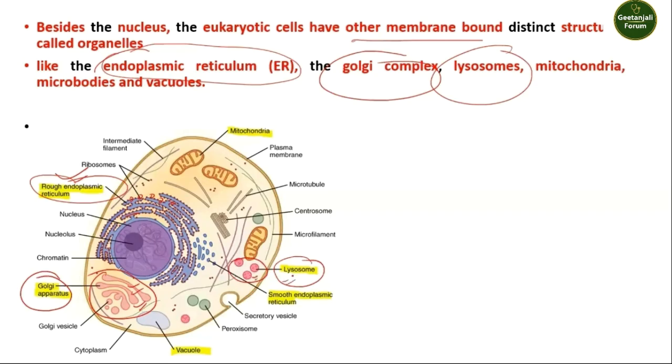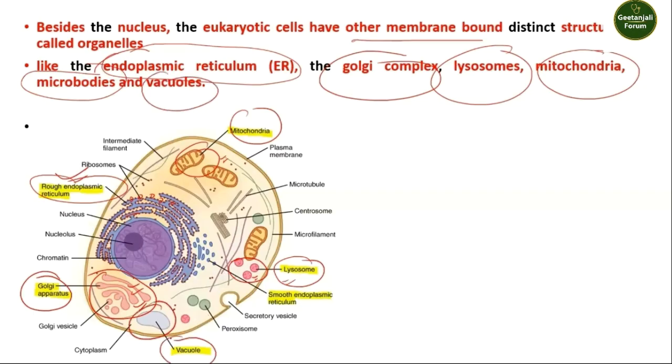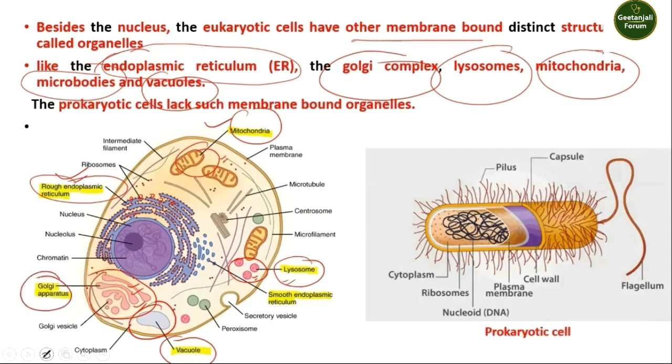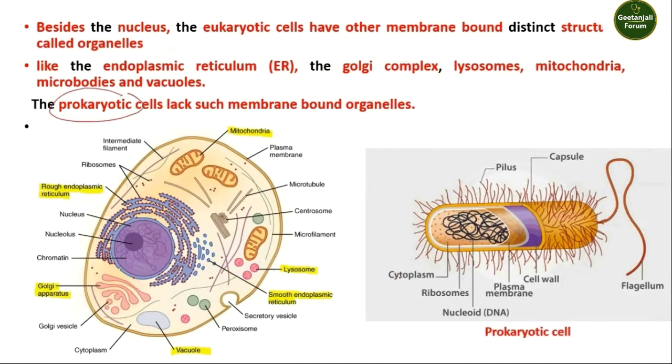They also contain a membrane. Then mitochondria. These are mitochondria. They also possess a membrane. Microbodies are also present in the cell. And vacuole. We can see here, this is the vacuole. And this vacuole also contains a membrane. So all these organelles are membrane-bound organelles. Now if we compare it with prokaryotic cells, then we observe that prokaryotes don't have membrane-bound organelles.